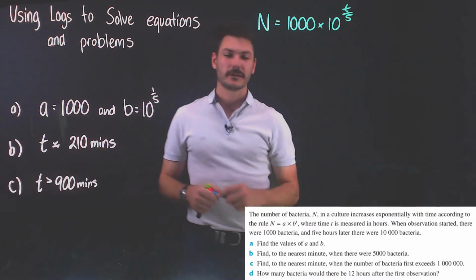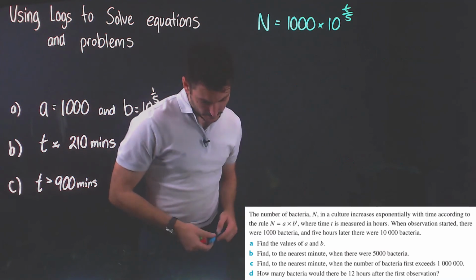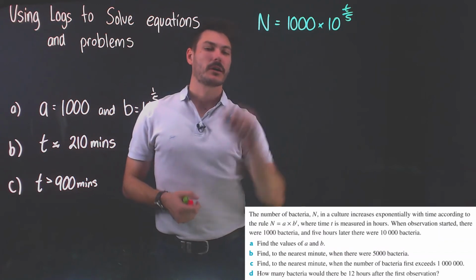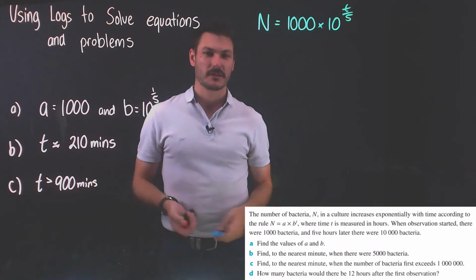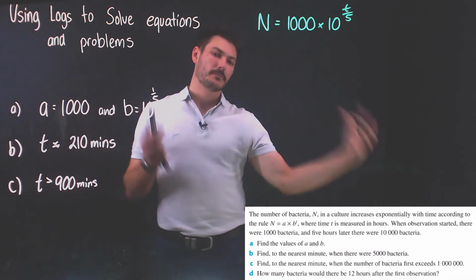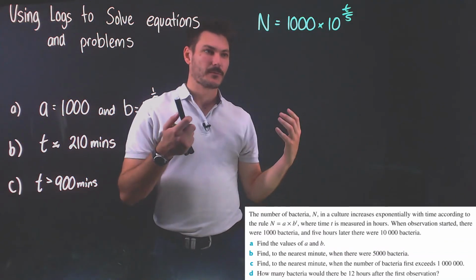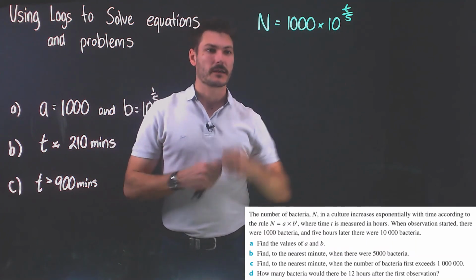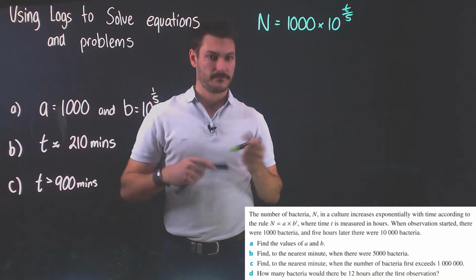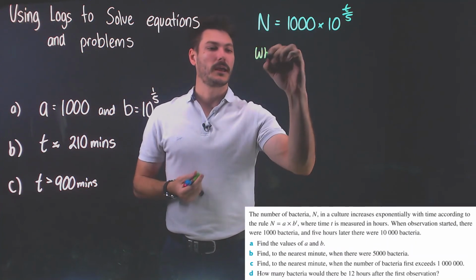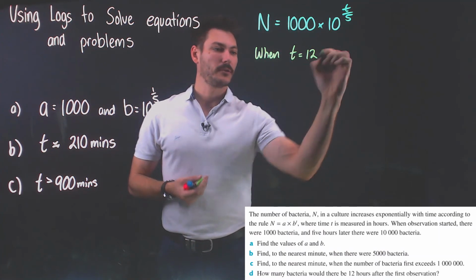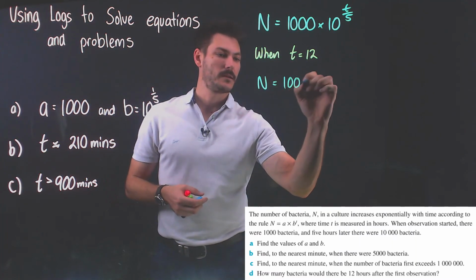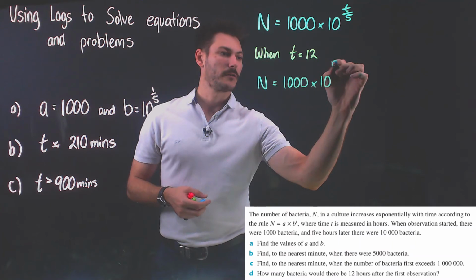Okay, and finally, the last question says, how many bacteria would there be 12 hours after the first observation? Now remember, there were 1,000 bacteria at the initial first observation. So in the time that passes, we're trying to find what n is when t equals 12. This time we're actually solving for n. So when t equals 12 hours, n is going to be equal to 1,000 times 10 to the power of 12 on 5.